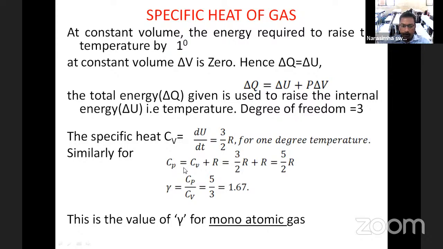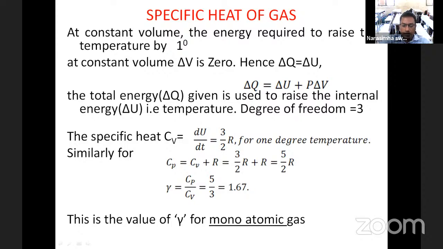Now the formula Cp is equal to Cv plus R. You know the relation. Cv we just got is 3 by 2 R, plus R, so the total is 5 by 2 R. Now the ratio gamma is equal to Cp by Cv, which is 5 by 2 R divided by 3 by 2 R. So we get 5 by 3, and the ratio is 1.67. This is the value of gamma for monoatomic gas.